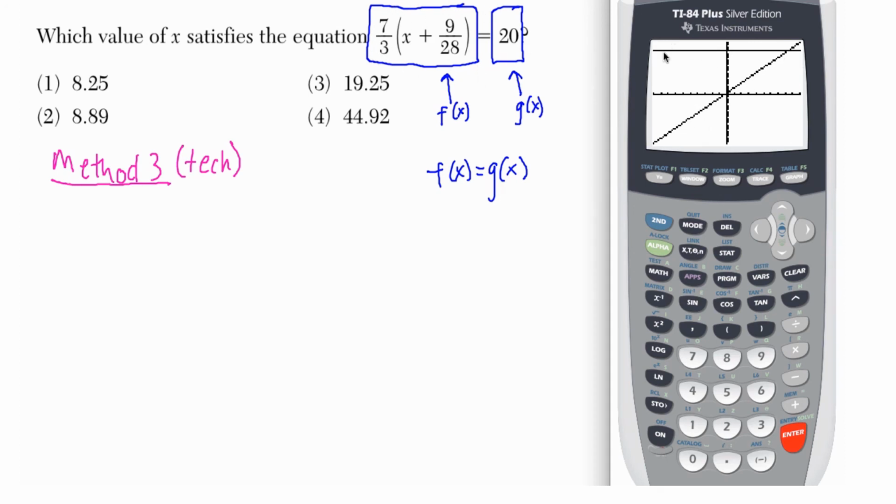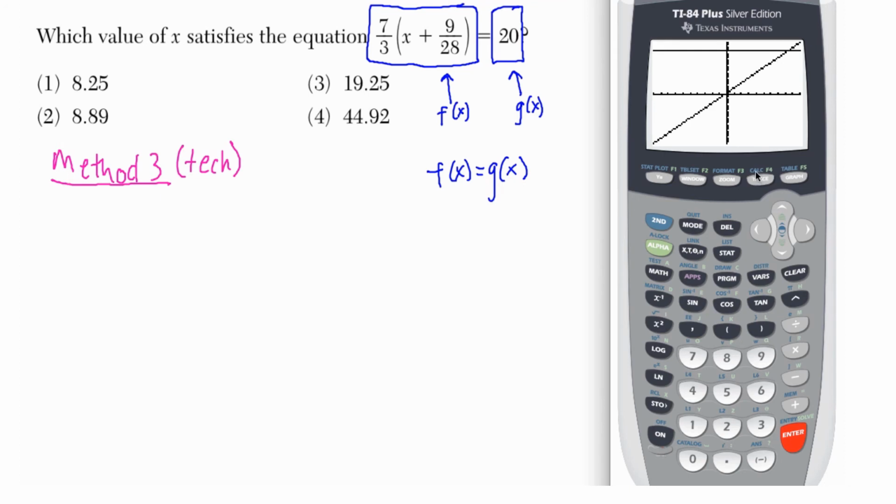And then there's this guy here, the right side of our equation, or what we were calling g of x, or y2. And in order to find the solution to this equation, we can find the x value at which these two functions, the left side and the right side, are the same, where they meet. And that's right here. So here's the point of intersection. If we can just figure out what x value is down here, there's our solution. And your graphing calculator will do that really nicely.